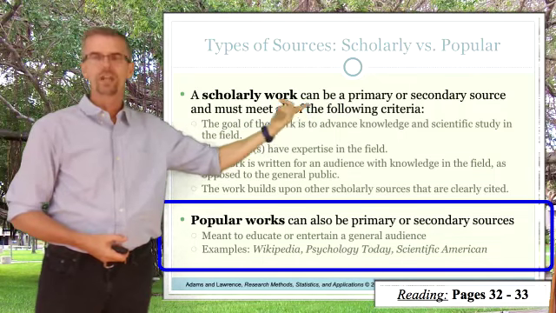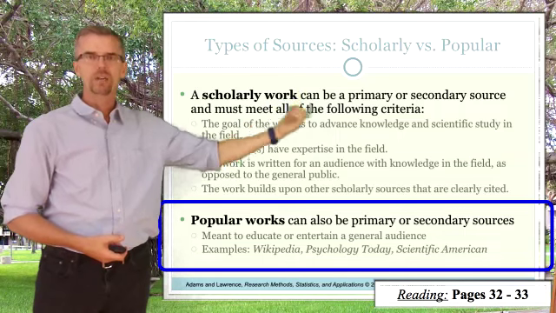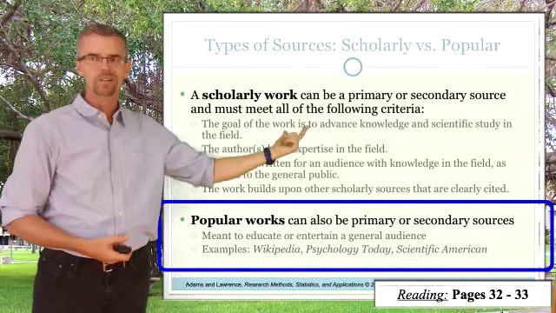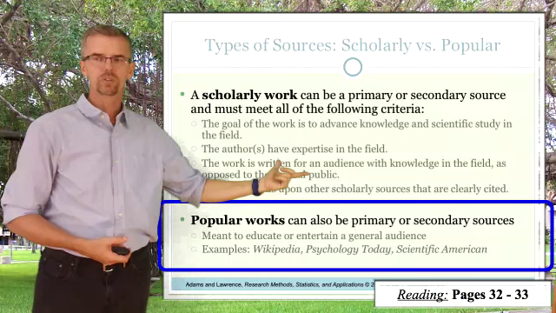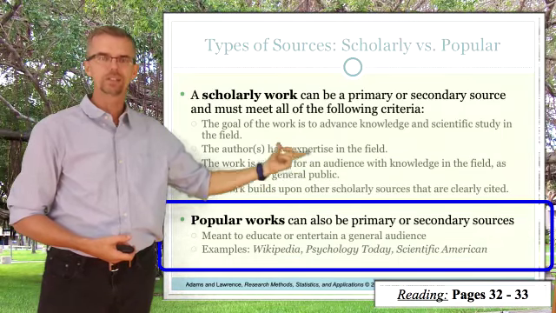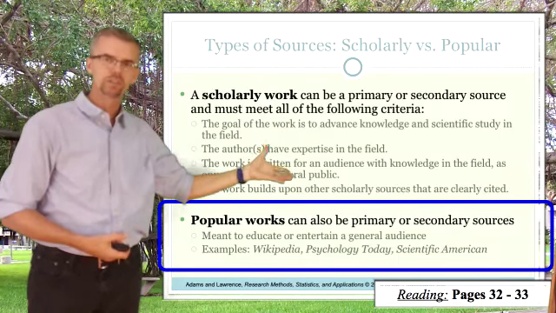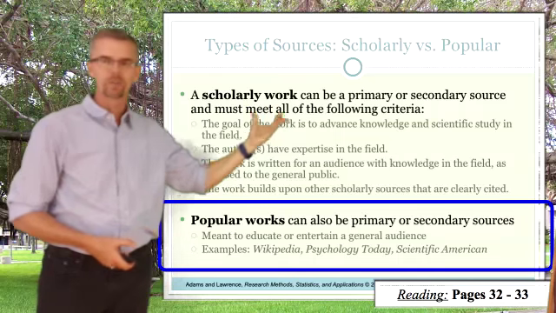The goal of the work has to be to advance knowledge and scientific study. The author must have expertise in the field. The work is written for an audience with knowledge in the field as opposed to the general public, and the work builds upon other scholarly sources that are clearly cited. If it doesn't have all four of those things, it's not scholarly work. It's probably a popular work.